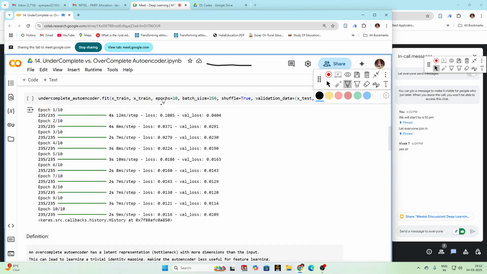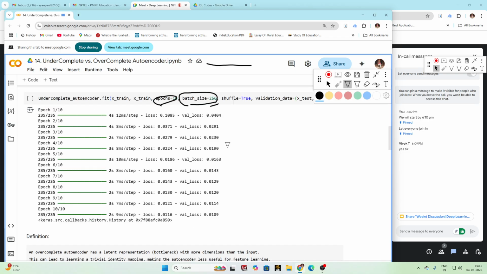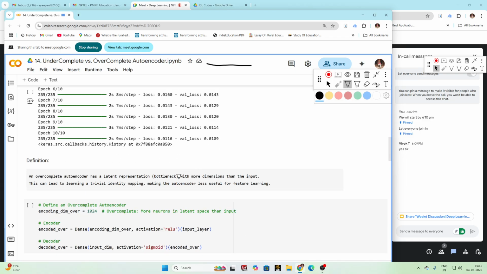Okay, so I have trained it for 10 epochs, and the batch size I have taken as 256, because we have 10,000 data. Normally you can take the batch size as 16, 32 or 64, anything, but as we have 10,000 data, I have taken a large batch size, that is 256. So then we have trained the model.